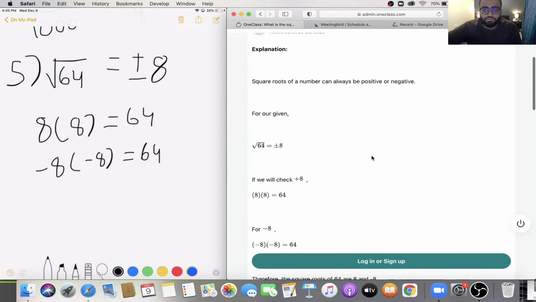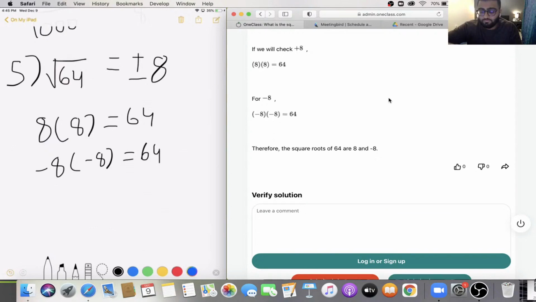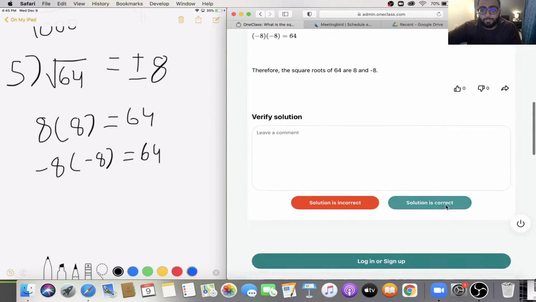And the junior tutor shows us the same way. So the square root of 64 is 8. Solution is correct.